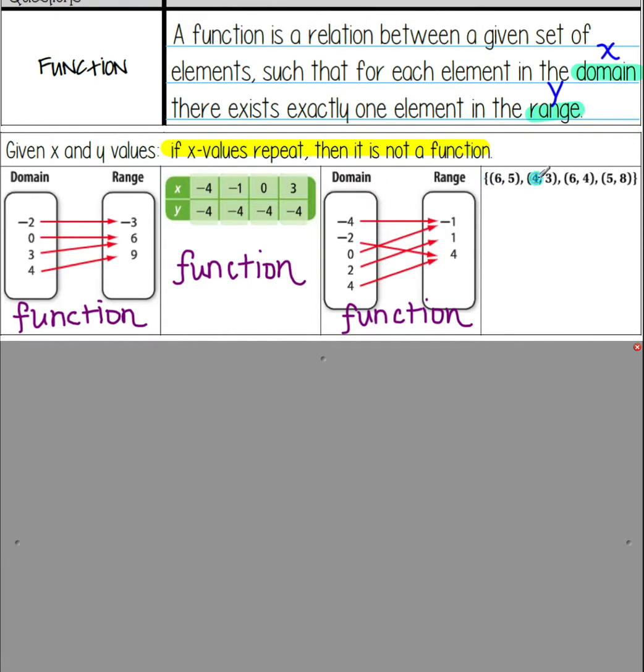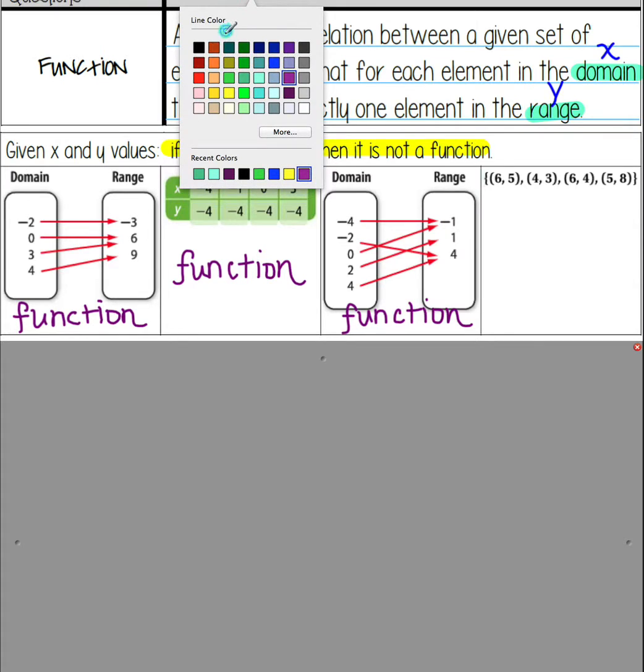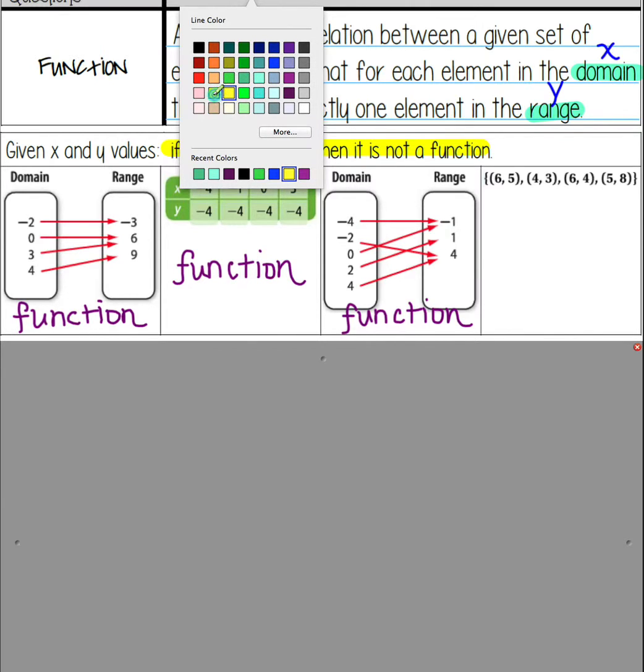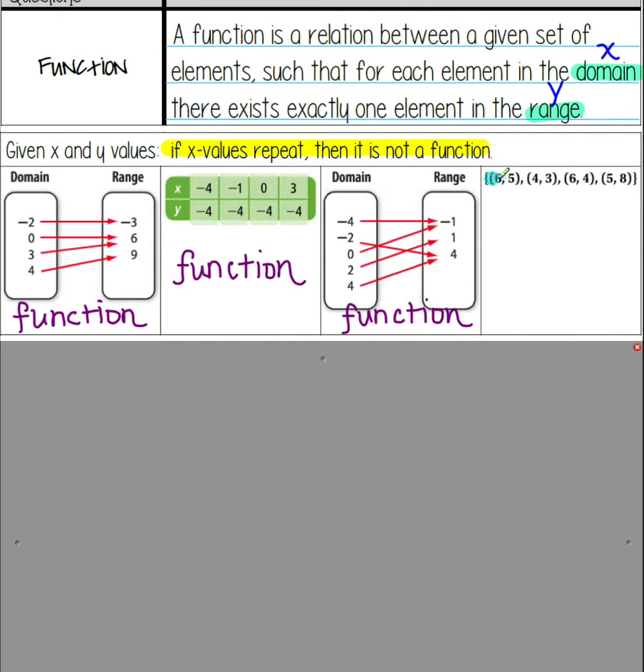In looking at a set of ordered pairs, we have our x and our y values given to us, and since we're focusing on our domain values, we have a domain of 6, a domain of 4, a domain of 6, and a domain of 5. We can see that there are two 6's, so we need to double check. 6 is paired with 5 here, and 6 is paired with 4 in this ordered pair. So it can't be matched up with a different range value, so this would mean that this is not a function.